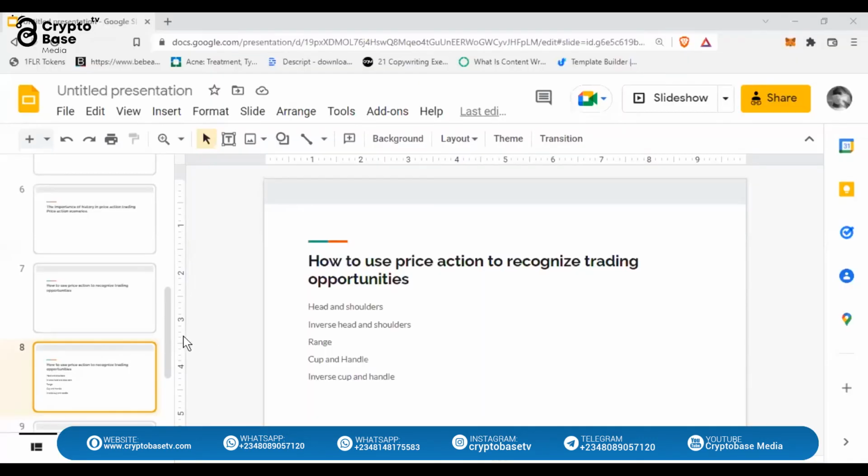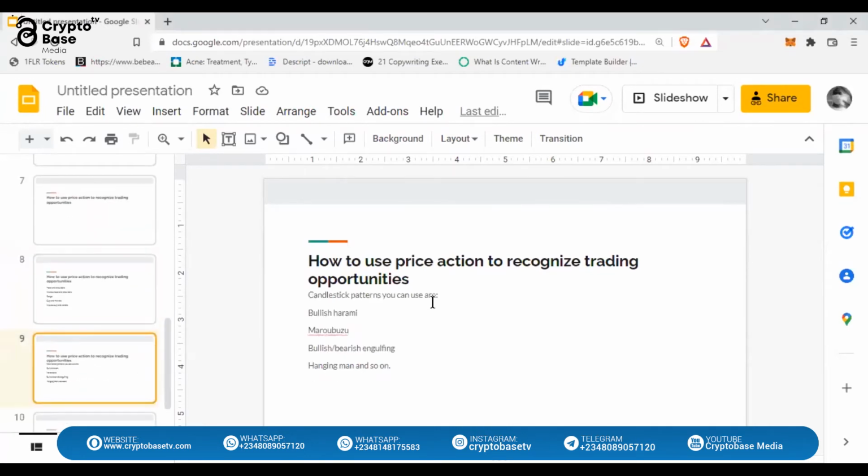Now, the next thing I want you guys to know about price action, the next way to spot opportunities, is making use of candlestick patterns. Candlestick patterns can also form. Let me see if I can share my Zoom slide with you guys right now. Okay, yes, we are back to the Zoom slides. We're back to the presentation slides.